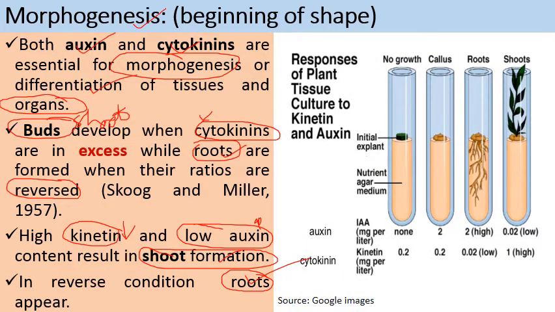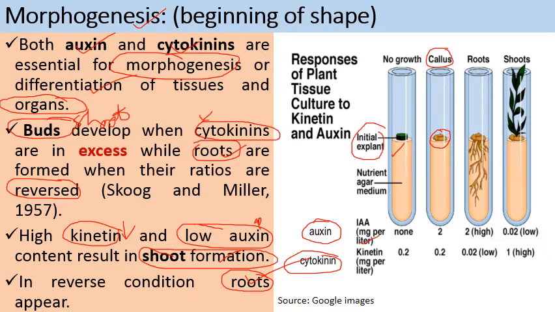So in this picture we can see here, this is the explant, that is a plant part which is used in tissue culture. When we place it in nutrient medium, it will form a mass of undifferentiated cells, which is called callus. When this callus is treated with, so in this picture this shows auxin concentration and this is the cytokinin concentration, that is milligram per liter.